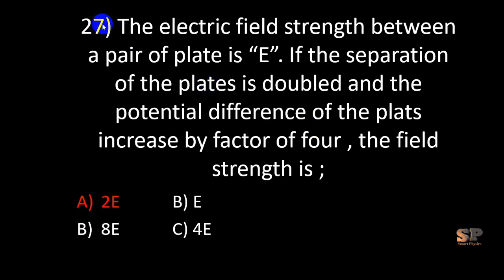MCQ number 27 है the electric field strength between a pair of plates is E. If the separation of the plates is doubled and the potential difference of the plates increased by factor of 4, the field strength is 2E, E, 8E or 4E.